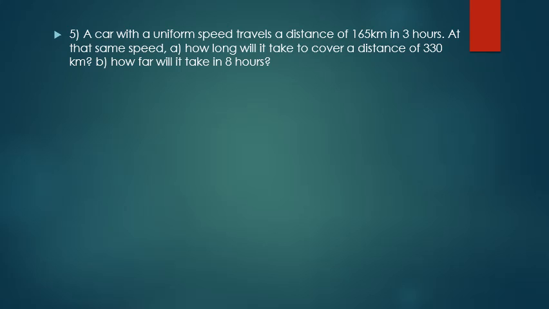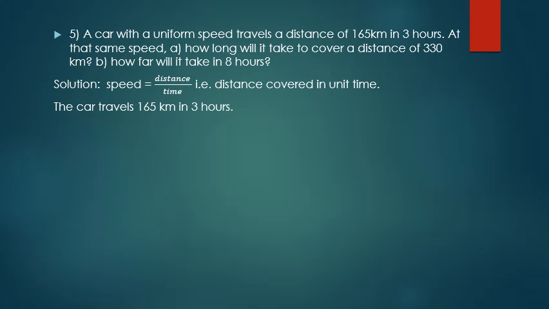So, in this question, a car at a uniform speed covers a distance of 165 kilometers in 3 hours. In the first part, you need to find out how long it will take to cover a distance of 330 kilometers. In the second, how far it will travel in 8 hours. So, what's the solution? The formula of speed is distance upon time, that is, the distance covered in unit time.